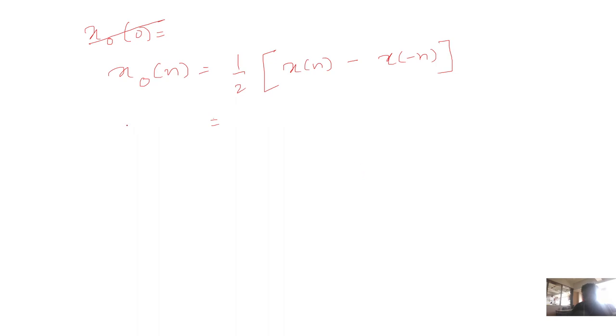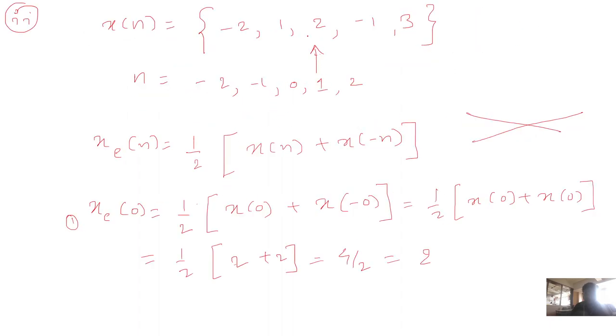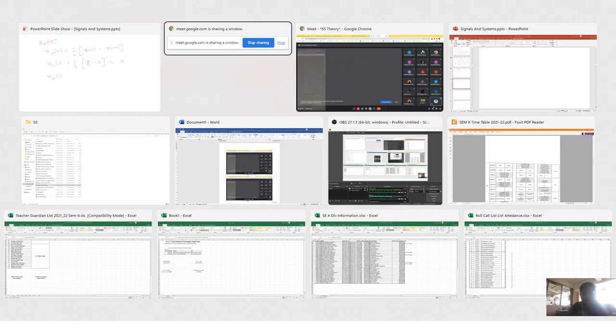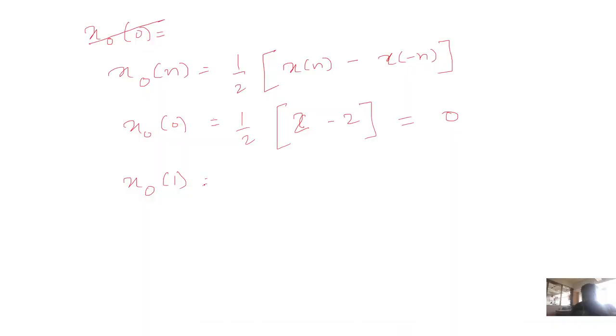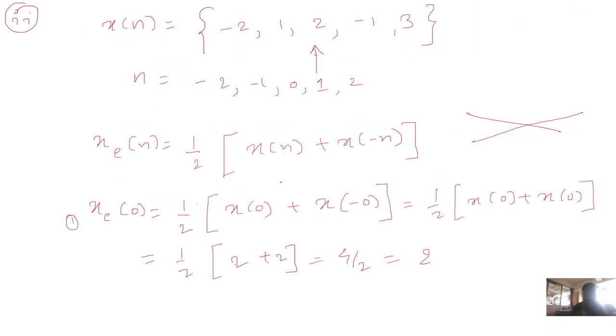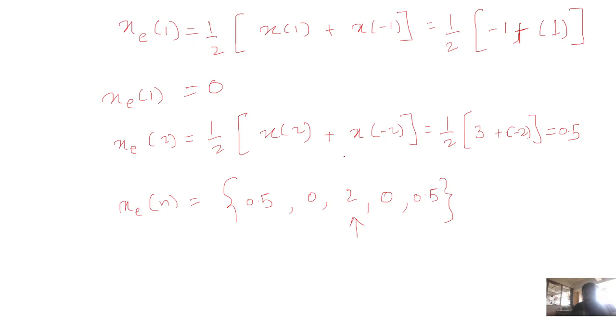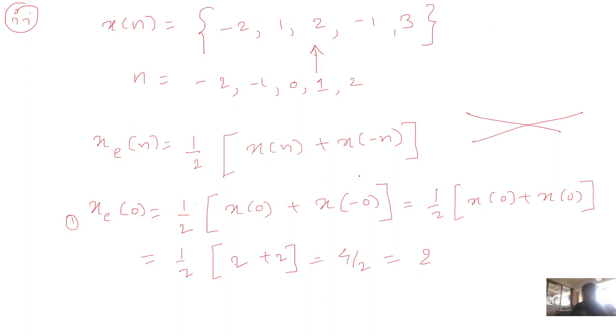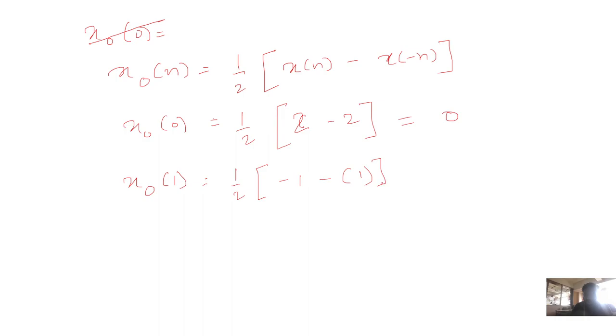So first, x odd of 0 is going to be half of x of 0 minus x of minus 0, which is 2 minus 2, and therefore it is going to be 0. Okay, x odd of 1. I hope my screen is visible to you, right? It is visible. Okay, x odd of 1 is going to be half of x of 1 minus x of minus 1, all right? It is going to be equal to minus 2 divided by 2, and therefore it is going to be minus 1.